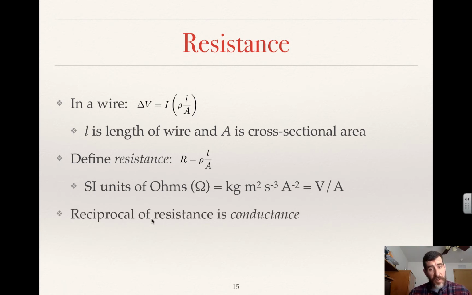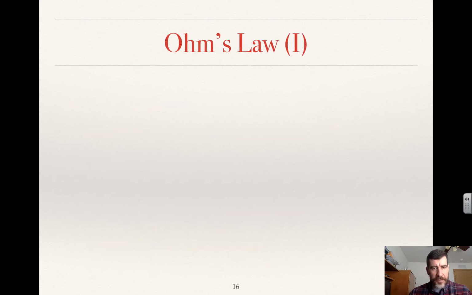The reciprocal of the resistance is the conductance. Just like resistivity and conductivity were reciprocals, resistance and conductance are reciprocals. Conductance has units of 1 over ohms, and that's known as a Siemens, capital S, or sometimes also called a mho. Notice that mho is just ohm spelled backward.